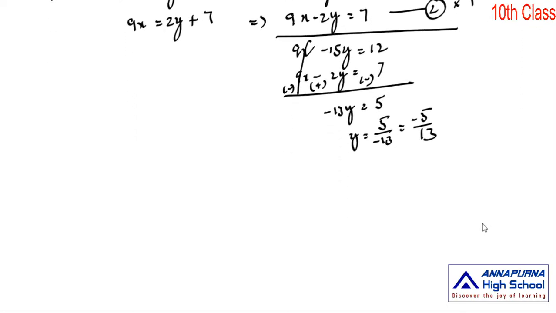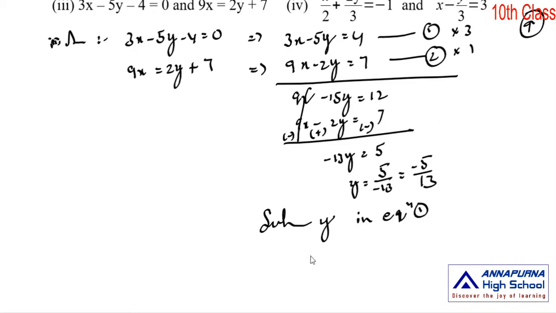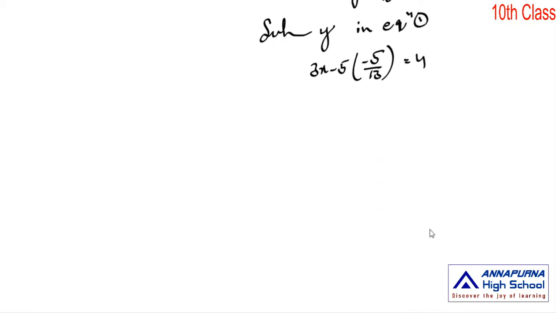Now substitute this y value in equation 1 or 2. Generally we substitute in equation 1. Here the first equation is 3x minus 5 into minus 5 by 13 is equal to 4. Now simplify this: 3x plus 25 by 13 is equal to 4.